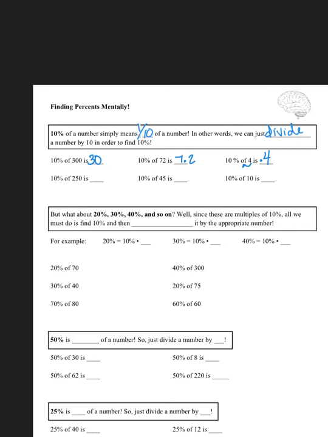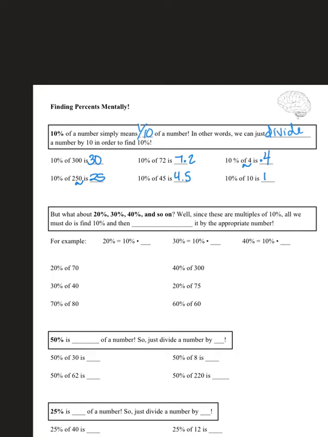10% of 250, again, that's like moving the decimal place one over. So that's going to be 25. 10% of 45 is 4 5/10. 10% of 10 is just 1. That's not too bad, right?